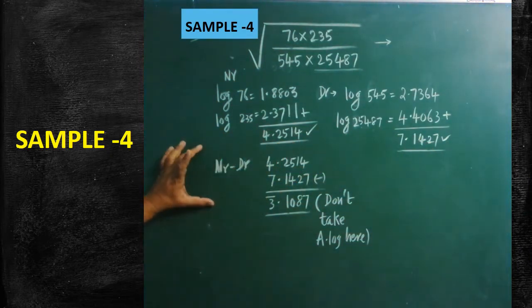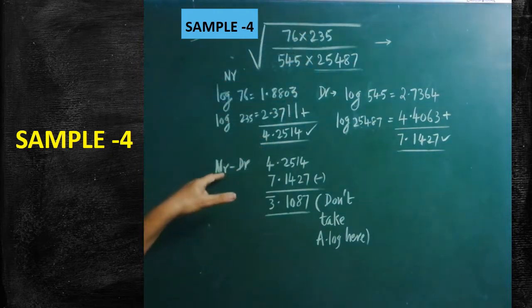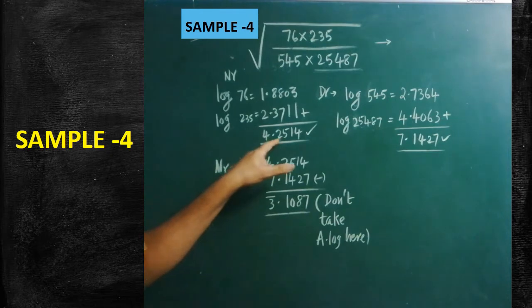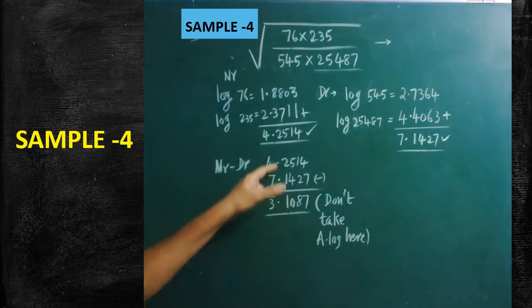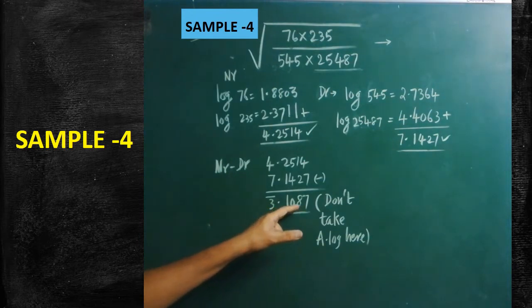Now finally what you have to do? Here division to be done. Instead of division you have to do subtraction. Numerator minus denominator. This value minus this value. Subtract. After subtraction you are getting bar 3.1087.